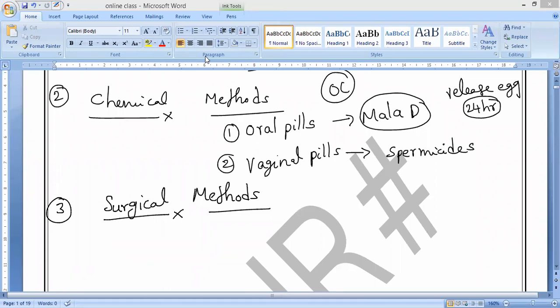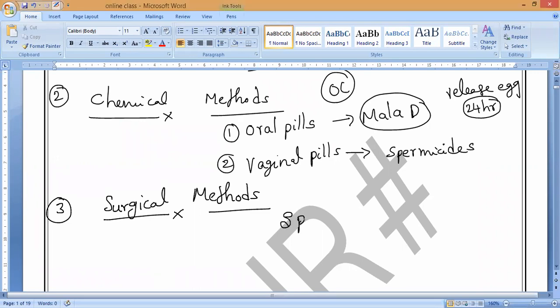In this surgical method of birth control, the options are available for males as well as females. In males, a small portion of the sperm duct is involved. What is the name of the sperm duct, guys? Anybody? The sperm duct is also called the vas deferens.